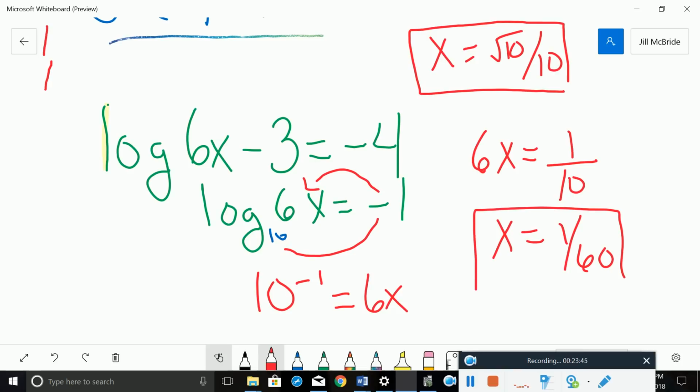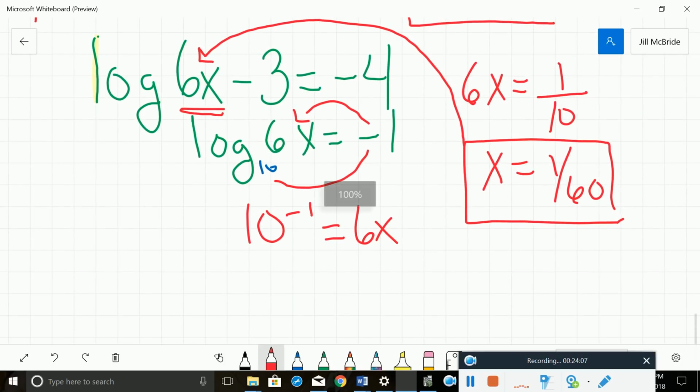Okay? Once again, on these logarithms, you could come up with extraneous solutions because we have a restricted domain. But if I plug that answer in there, does it make the argument negative? And the answer is no. So my answer, again, is a fine answer. It's not extraneous.